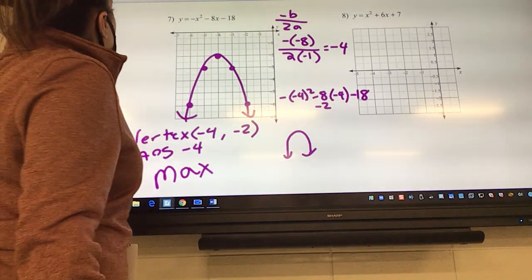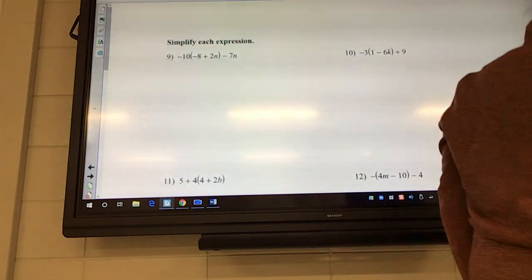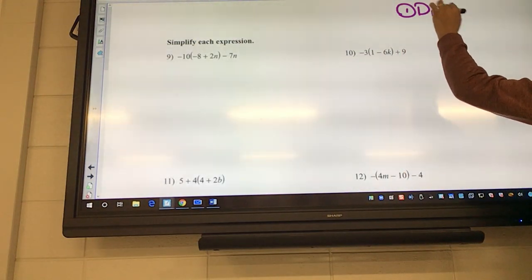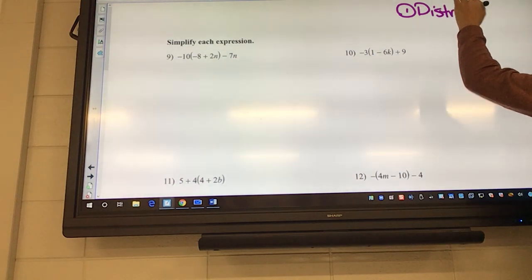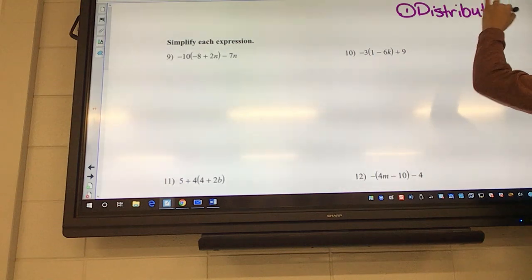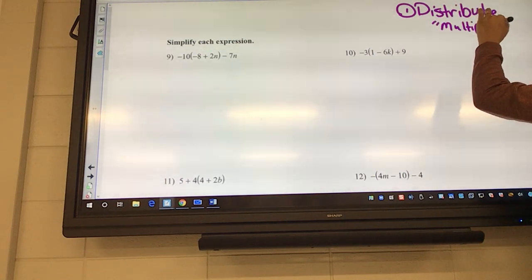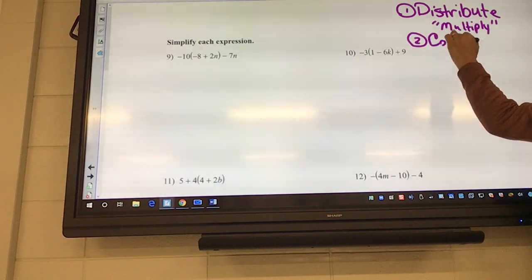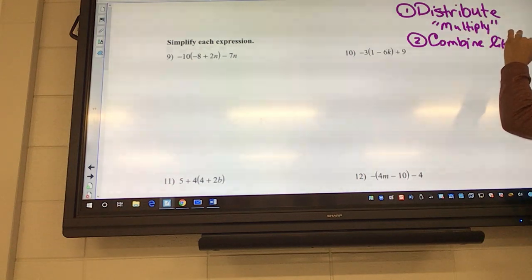Okay, the next section on your test is you're gonna do it in this order. Step 1 is gonna be to distribute. What's distribute mean? Multiply the outside to the inside. Yeah, it just means multiply. And then our second step is always to combine like terms.